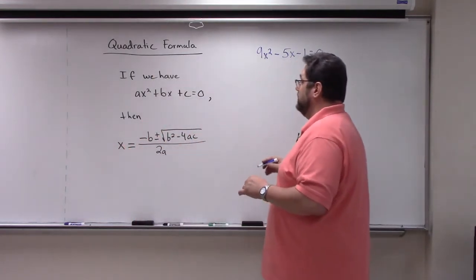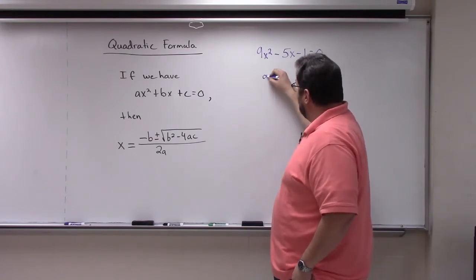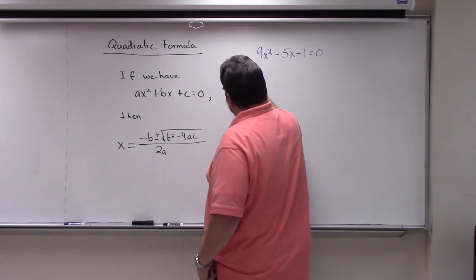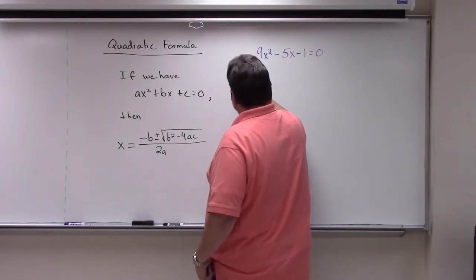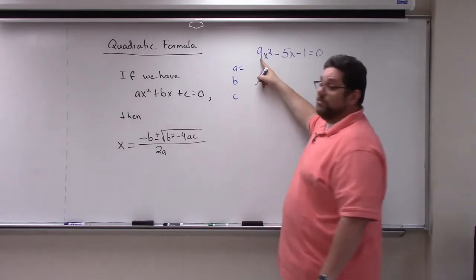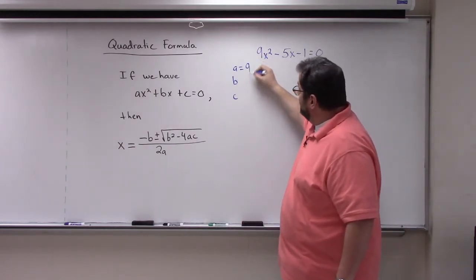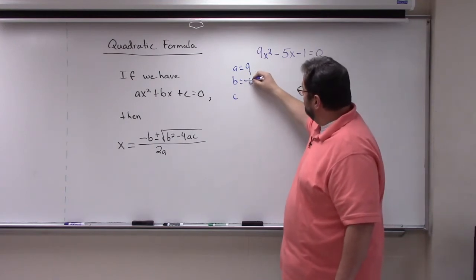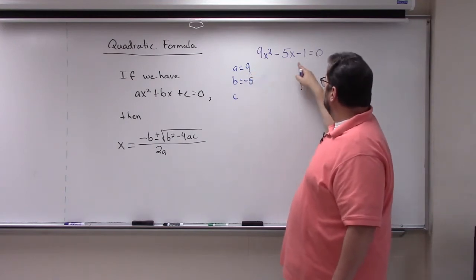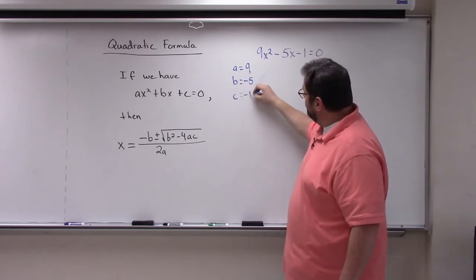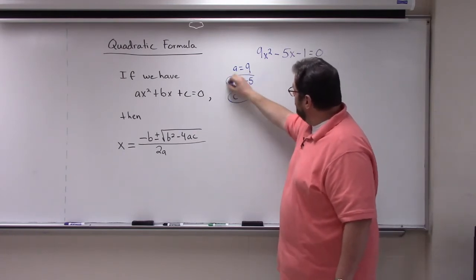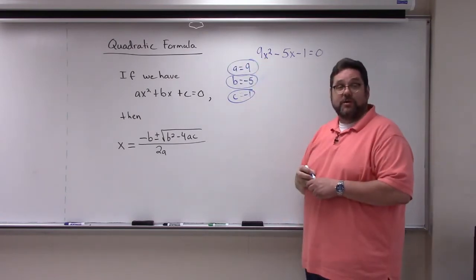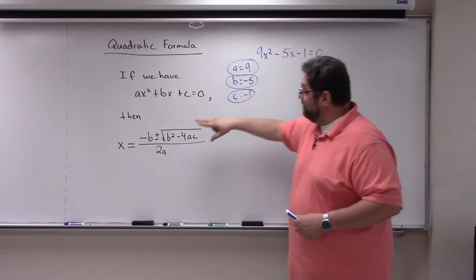So here's what we need to do. We need to find a, b, and c. I told you, a is always the number in front of x squared, so it's going to be 9. b is always the number in front of x, so it's negative 5. And then finally, c is just going to be the number, and so c is negative 1, b is negative 5, a is 9.